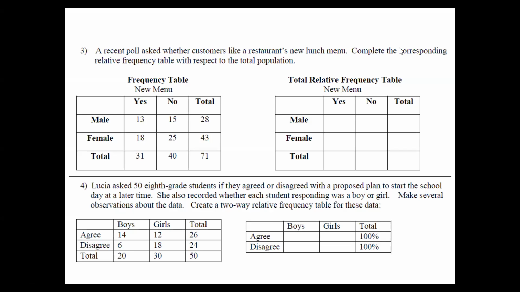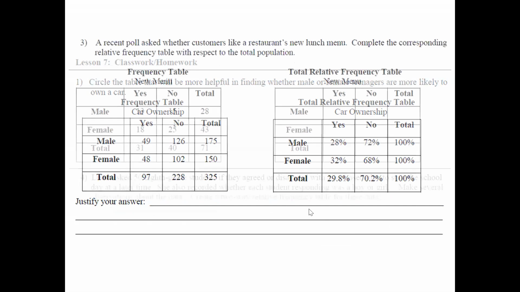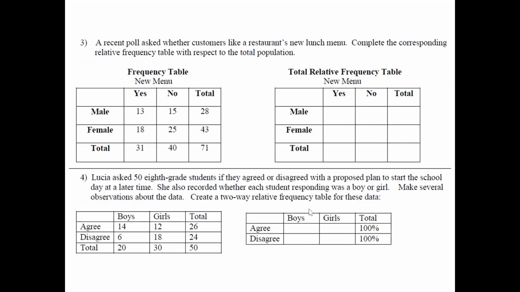All right, let's take a look at question number 3. It says a recent poll asked whether customers like a restaurant's new lunch menu. Complete the corresponding relative frequency table with respect to the total population. So for your relative frequency table, all you're gonna do is take the 13 here, divide it by the total, which is 31. Take the 18, divided by 31.